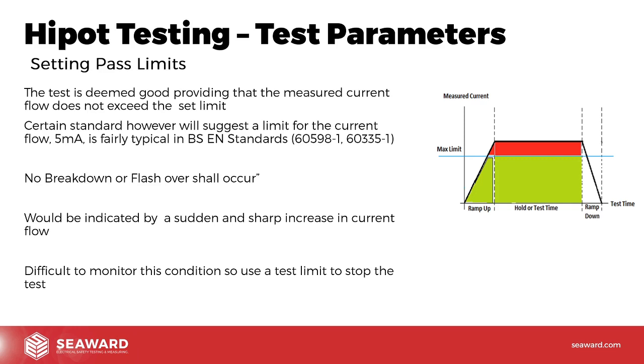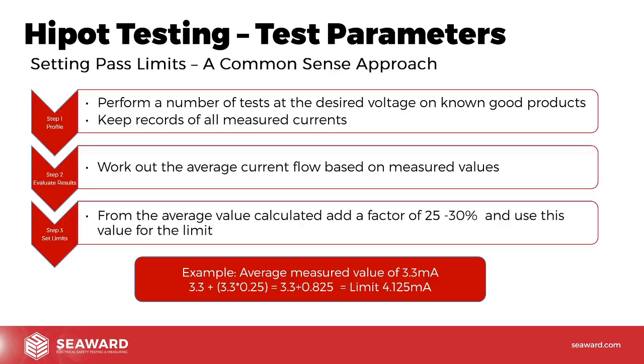Some standards will also mention a phrase such as "no breakdown or flashover shall occur." Now, this would generally, if we were watching it in graphical terms, be a very sudden and sharp increase in the current flow. But bearing in mind that we're typically going to be using operators to perform this, having them monitor the current isn't always a suitable way to do this. So that's where we apply our trip limits. What we would do is apply a trip limit where if the current for any reason exceeds that value, then we would deem that to be a failure.